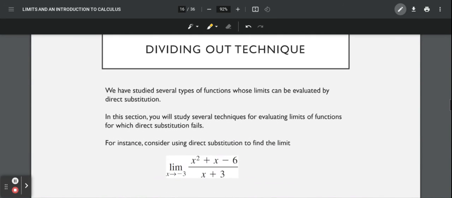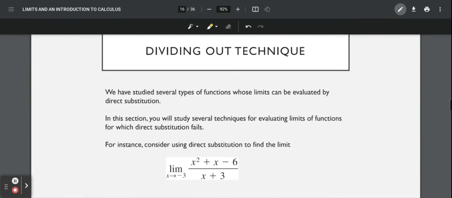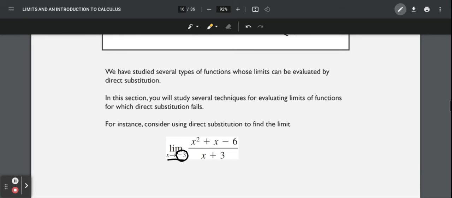So the first thing is your dividing out technique. And so remember, when we're finding limits, whenever the limit is approaching some constant, your first step should be that you are trying to substitute that constant into your polynomial to see if you get a real number. And if you get a real number, then that's what your limit is. So if we were to substitute in our -3, we would get -3 squared plus -3 minus 6 over -3 plus 3. And if you simplify that down, you get 0 over 0.